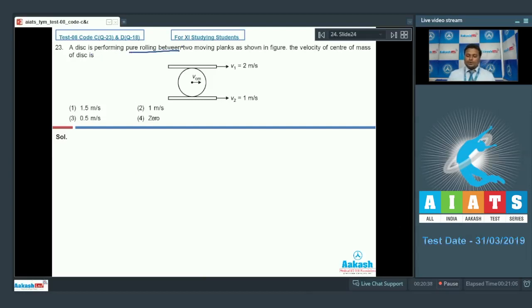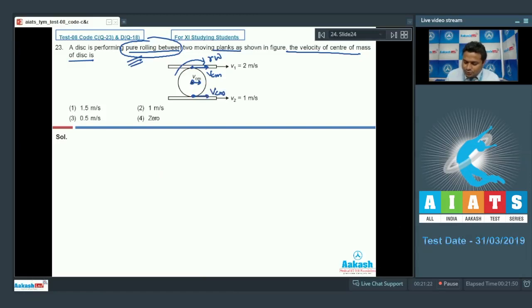A disc is performing pure rolling between two moving planks as shown in the figure. The velocity of center of mass of the disc will be what? Now the pure rolling situation is directly mentioned here. So we can say that the object, the disc, has translational as well as rotational motion. Its center of mass is moving forward. So here the speed will be what? VCM plus r omega. On the other hand, the speed at the bottom, at the lowermost point, will be what?